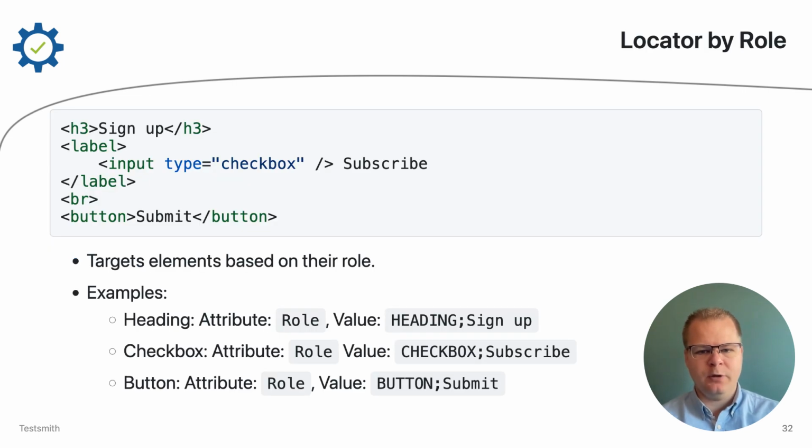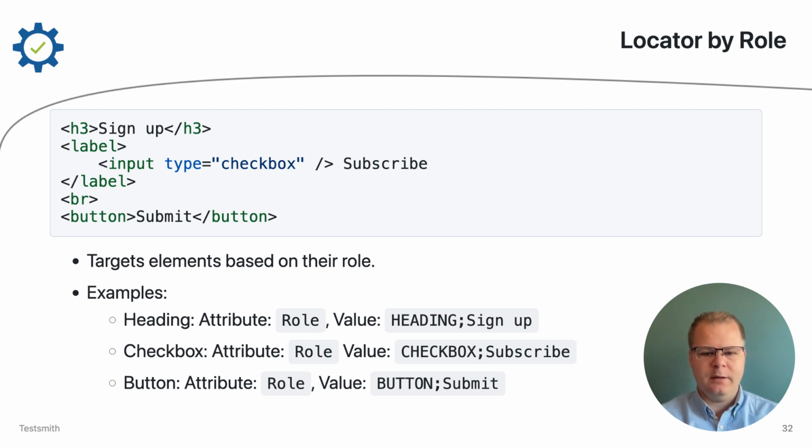First, let's talk about locating elements by role. Every element in a web application often has an implicit role based on its type. For example, a heading, checkbox, or button can all be located by their respective roles. Consider this example. A Sign Up heading, a Subscribe checkbox, and a Submit button can all be located in INGenious Studio by specifying their roles.